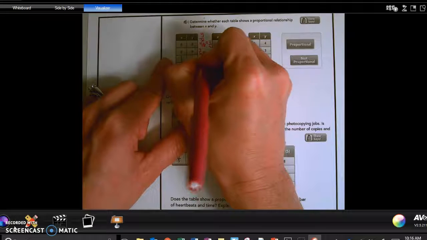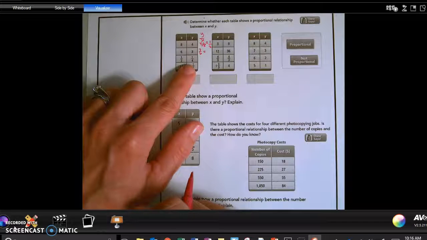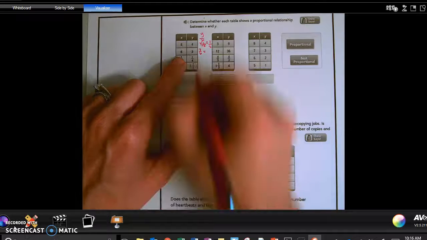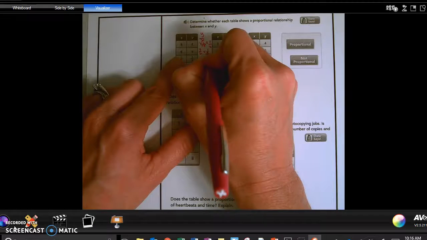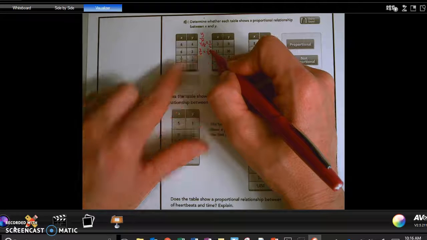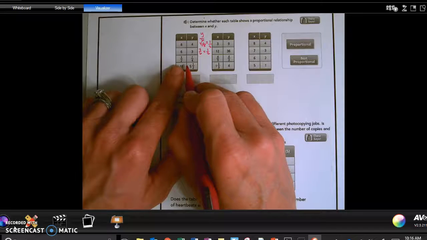over 6 and reduce to lowest terms. 3 and 6 have a common factor of 3. 3 divided by 3 is 1. 6 divided by 3 is 2. So far, I have a common ratio. So far, my table is proportional.